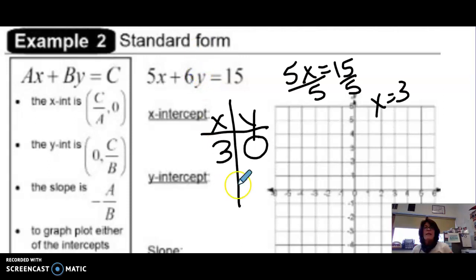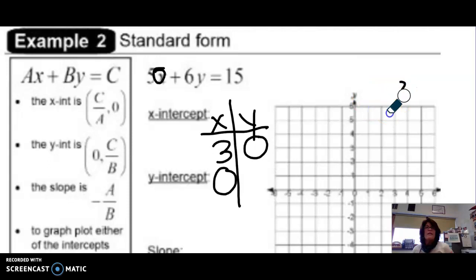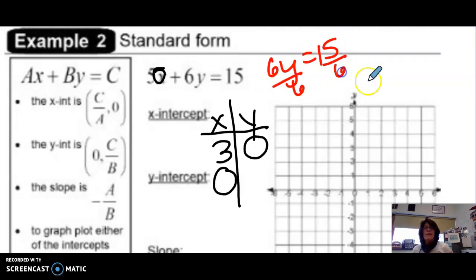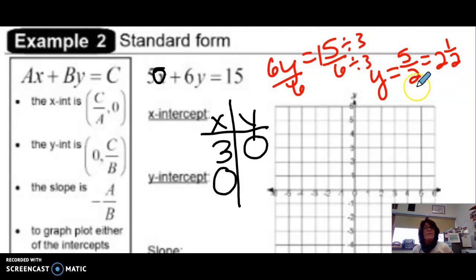Then I erase that and I put 0 in for x. Boom. 5 times 0 is 0, right? So now I have 6y equals 15, because this part's 0. 6y equals 15. Divide by 6, divide by 6. y equals, looks like 2.5. Right? 15 divided by 6. If I divide each of those by 3, I get 5/2, which is 2.5.